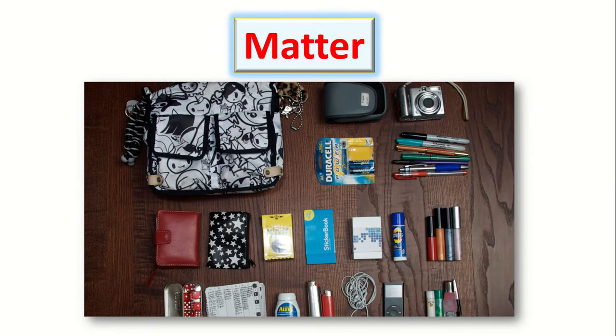At first, what is the meaning of matter? Matter is everything around us. The pencil is matter. The battery is matter. The glue is matter. And the glass is matter, the book is matter, the bag is matter, the table is matter. Everything around you is matter, and you are matter. So everything around us is matter.